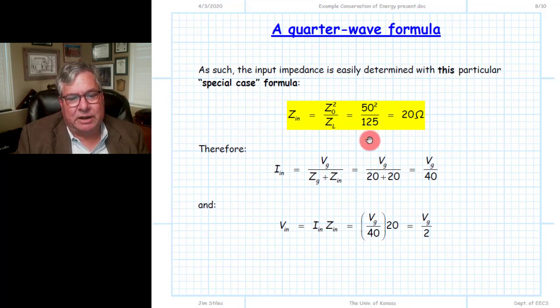Since ZL is purely real, this expression is very easily determined, and it is a value of 20 ohms. Since we know Zin is 20 ohms, we can go back and determine the input current, the current into the input impedance, or the current coming out of the source, and it's Vg over 40 rather. Notice it's in terms of this unknown value, Vg. Likewise, we have Vin, the input voltage, is going to be Vg over 2. So now that we have Iin and Vin, we can determine the rate at which the source is delivering energy.